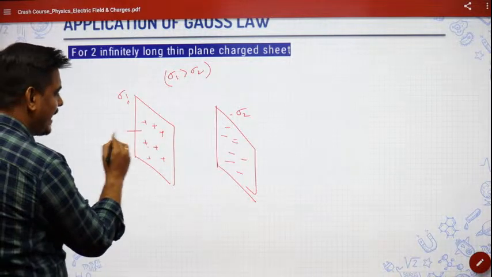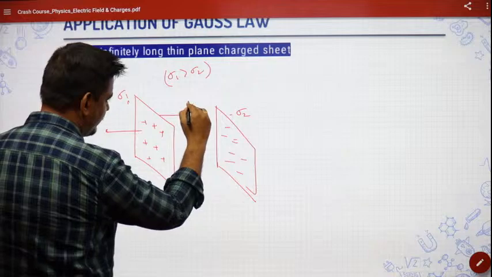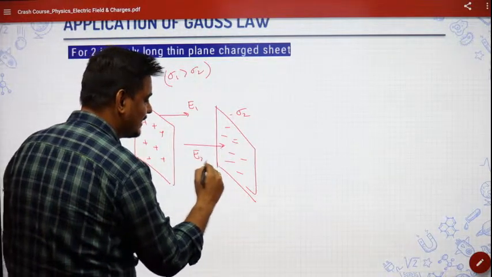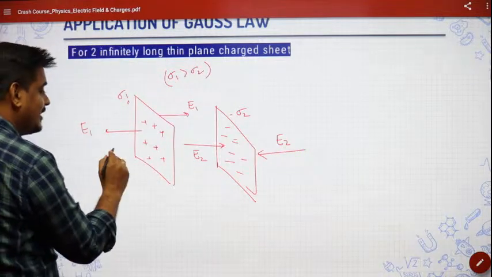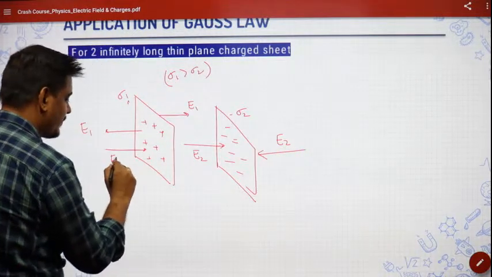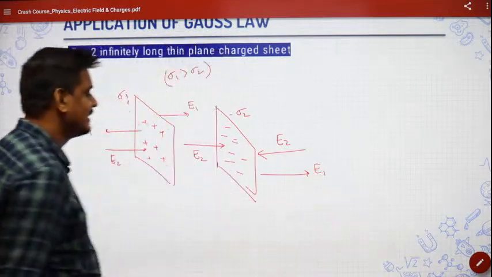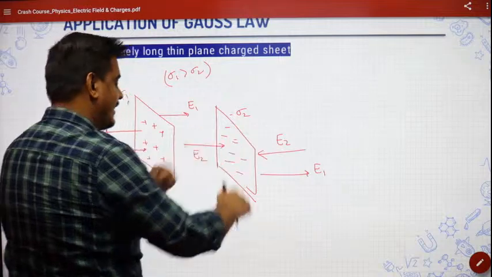So here I will be having outward electric field E1, here also I am having outward E1. For E2 I will be having inwards towards the plate like this, and obviously like this. So here also E2 will be going in this direction, and E1 on this side will be going in this direction. I hope you are understanding this, because E1 is outwards, E2 towards the plate.